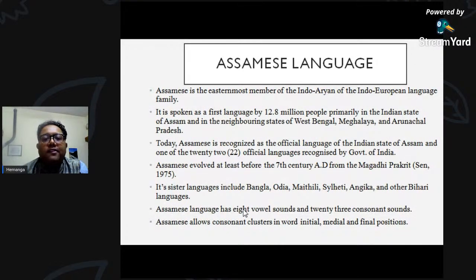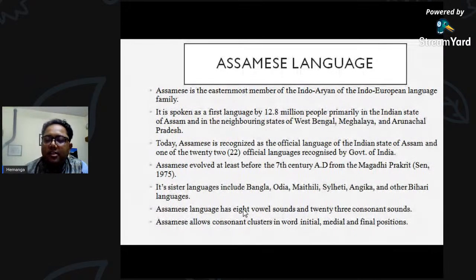Assamese evolved at least before the 7th century AD from Magadhi Prakrit. Its sister languages include Bangla, Odia, Maithili, Sylheti, Angika, and other Bihari languages. Assamese has 8 vowel sounds and 23 consonant sounds. Assamese allows consonant clusters in word-initial, medial, and final positions. So these are some of the basic information about Assamese phonology.